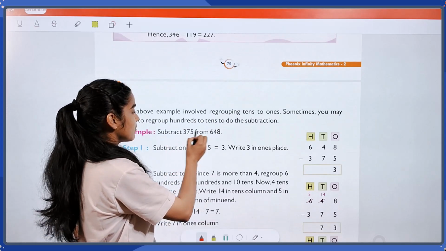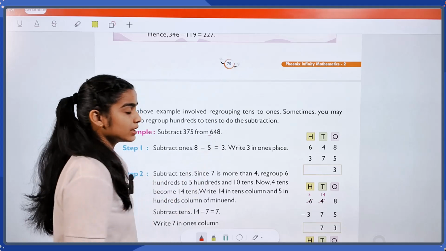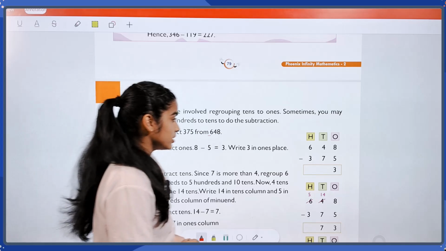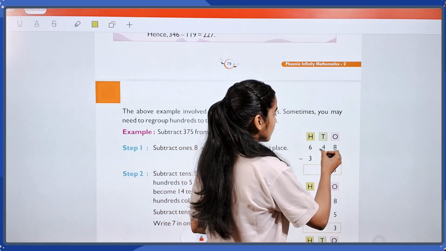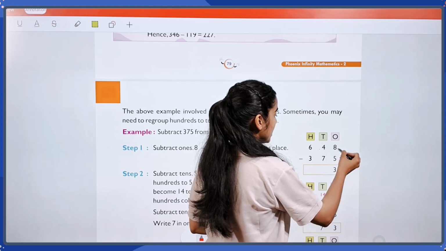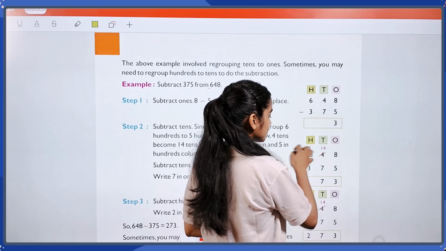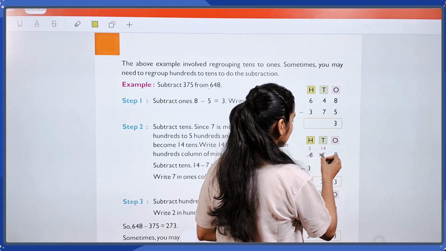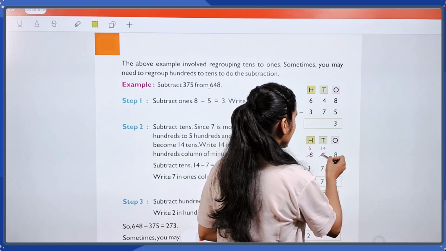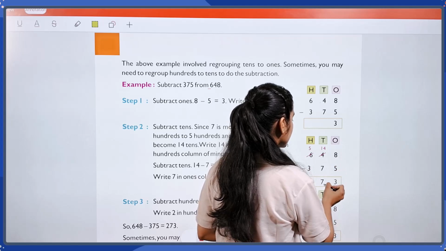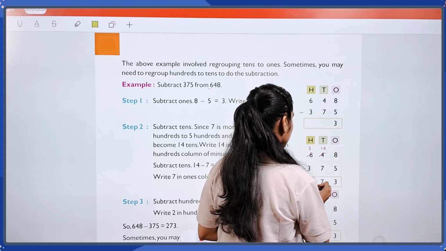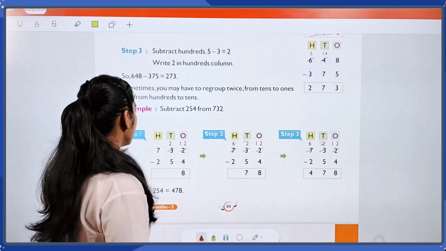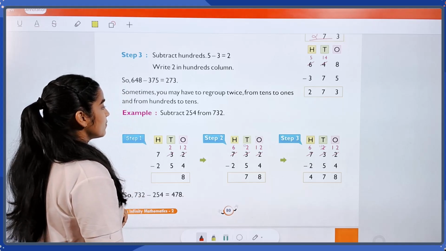Okay, students. Now, example number 1. Subtract 377 from 648. So again, 377 is smaller as compared to 648. So we have to do regrouping, 648 minus 377. 8 minus 7 is 1. 4 minus 7 is not possible. So we have to take a carry. By taking a carry, 4 will become 14 and 14 minus 7 is 7. Now 5 minus 3 is 2. So your end answer is 273.